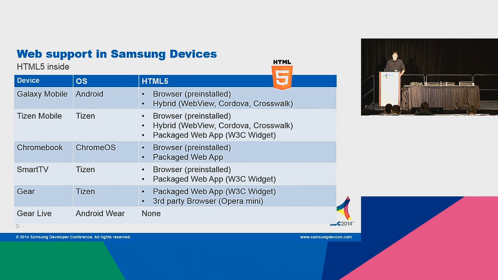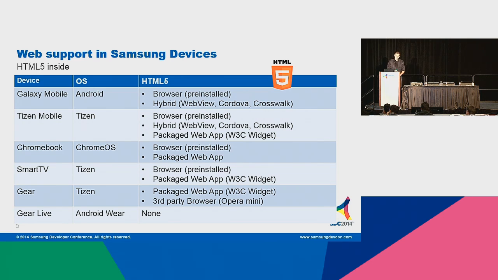Smart TVs, as you've probably seen in many other sessions, are also going to run Tizen. So you more or less have the same options as on Tizen Mobile, except here, again, you're not going to have a hybrid option. So you either just make your content available in the browser on the smart TV, or you're going to write a packaged web app, which is largely or exactly compatible with Tizen Mobile.